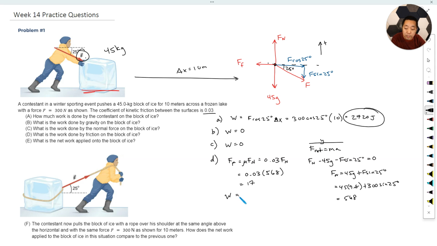And so the work done by friction is going to be negative. Why negative? Because the frictional force is opposite the direction of the displacement. Displacement's to the right, friction is to the left, so it's negative 17 times 10, which would be negative 170 joules. All right, what is the net work done? Now you just add up the work done by all the forces, which we did: F, Fn, the force of friction, and the 45g. So it's going to be 2720 plus 0 plus negative 170. That all adds up to 2550.